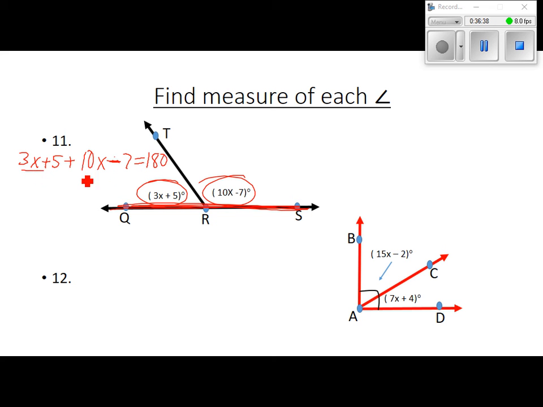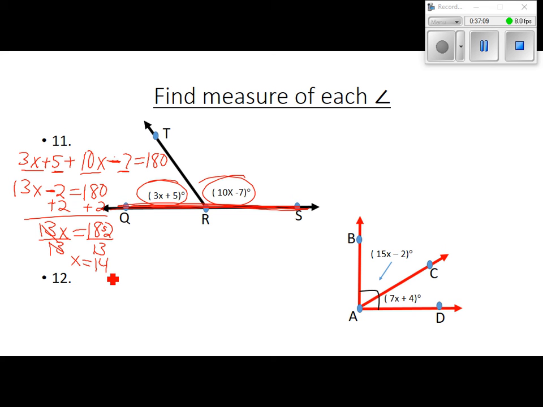Collect like terms. 3x and 10x give us 13x. A 5 and a negative 7 give us minus 2 equals 180. Add 2 to both sides. You get 13x equals 182. Divide both sides by 13. I have my calculator with me, so 13 will go into 18 once. With 5 left over, 13 will go into 52 4 times, so x equals 14.